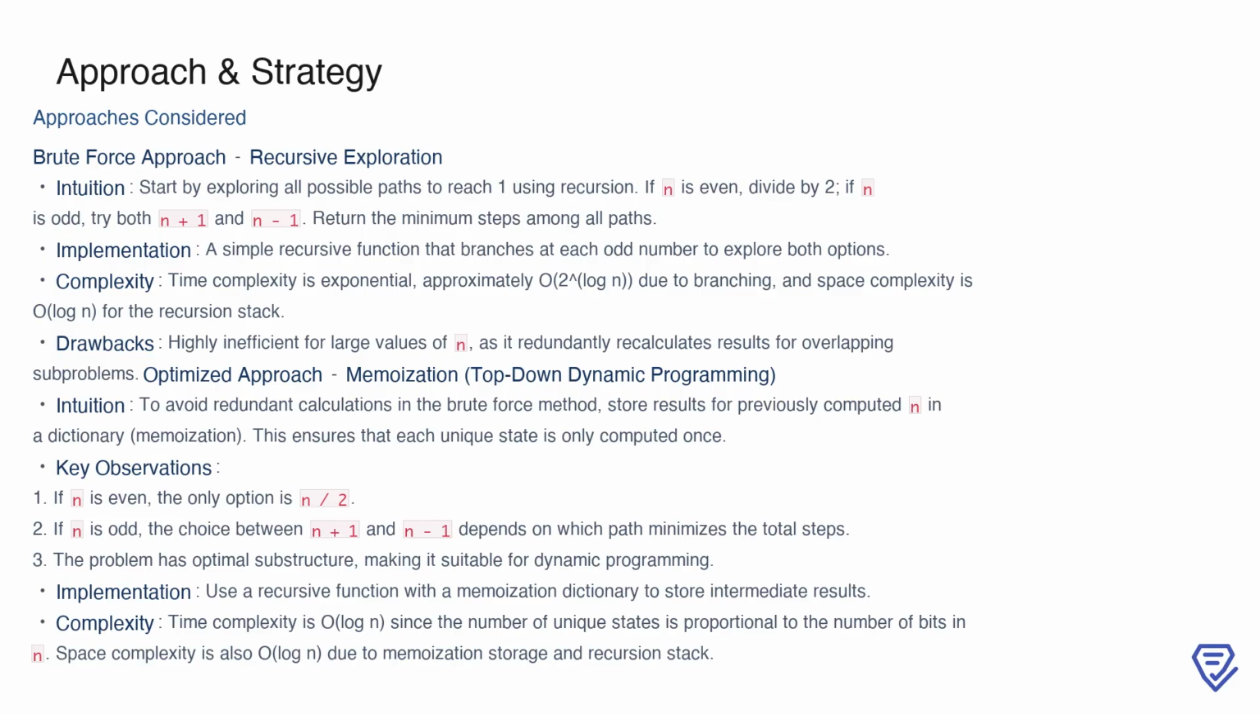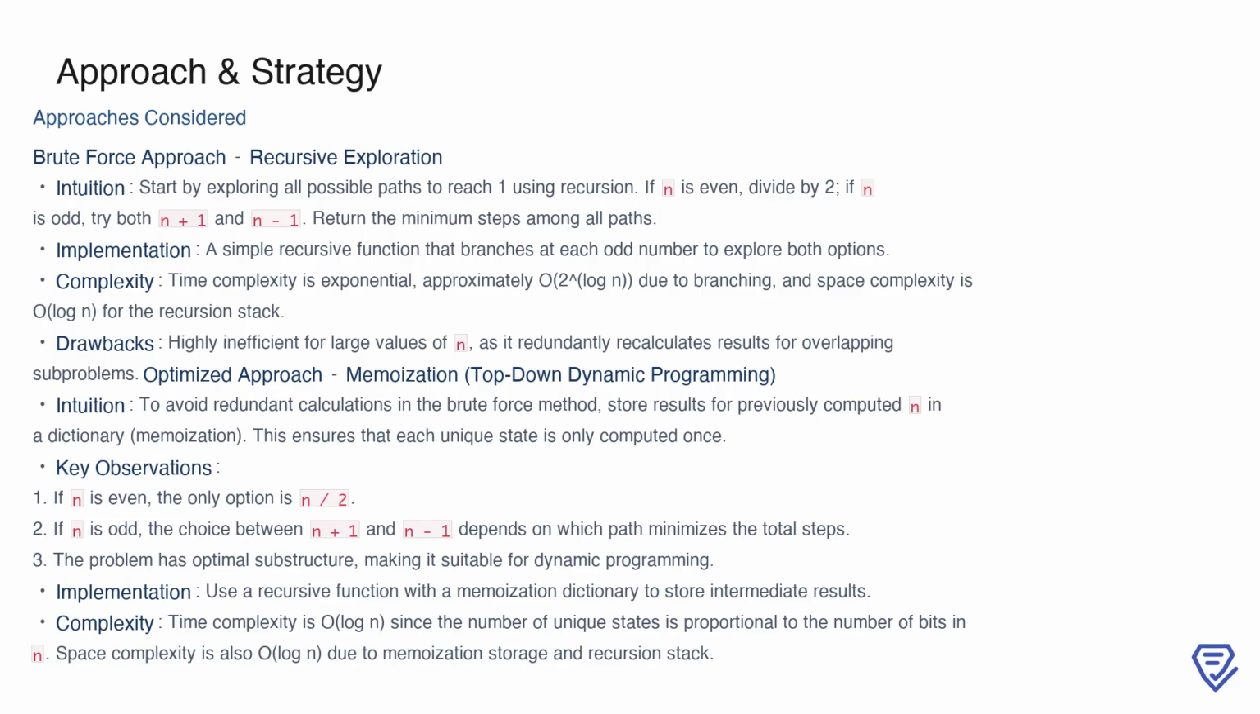This inefficiency can be addressed by introducing memoization, which leads us to an optimized approach. By storing previously computed results in a dictionary, we ensure that each unique state is calculated only once, significantly improving performance. This method takes advantage of the problem's optimal substructure, which is a hallmark of dynamic programming.